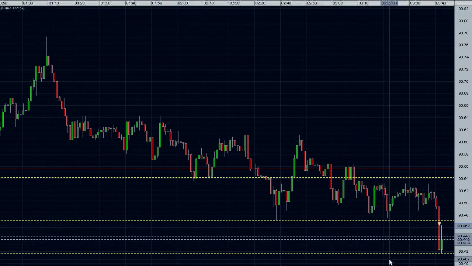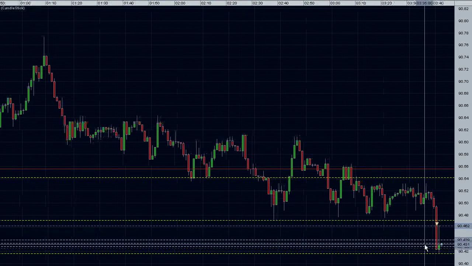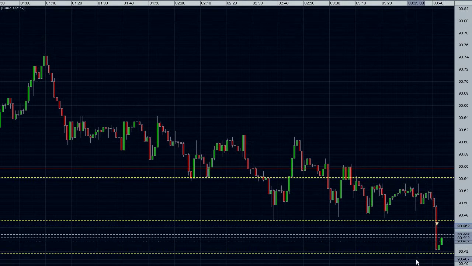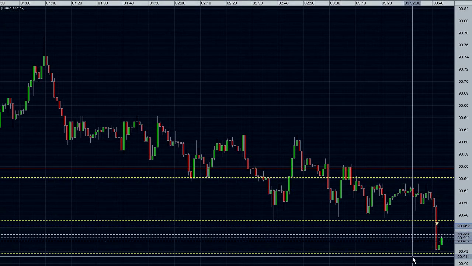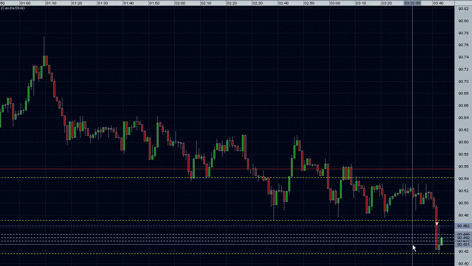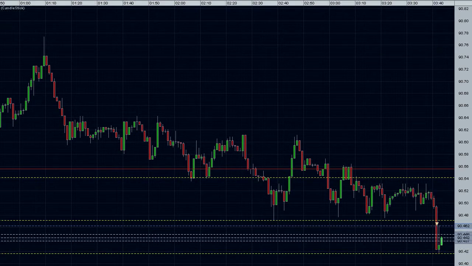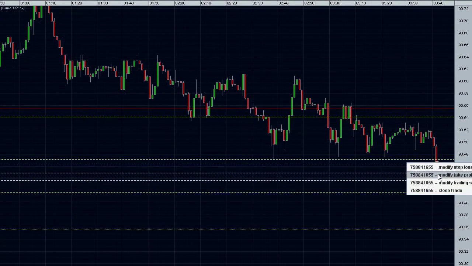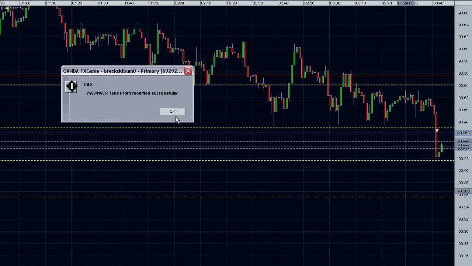In this case, once we break this dashed line, I'll tighten up my stop to 431. Yeah, it's a pretty good level. That way, if it is just a spike through this dashed line, I don't have to worry about it too much, because I'm already here. But I will modify my take profit to there.